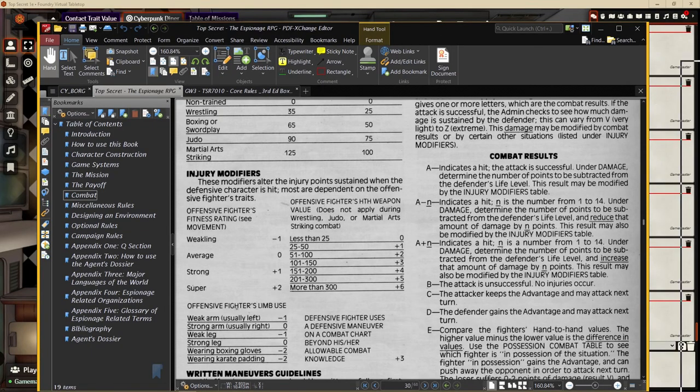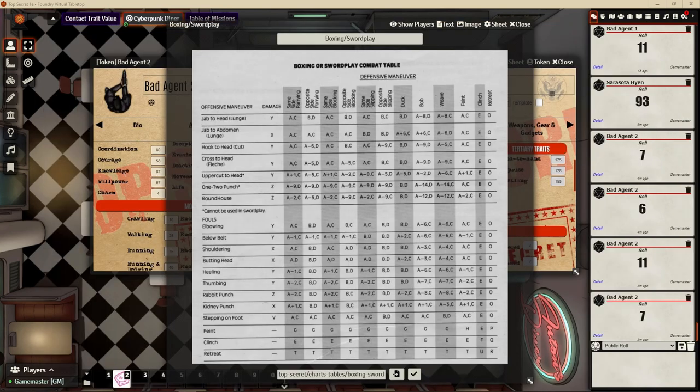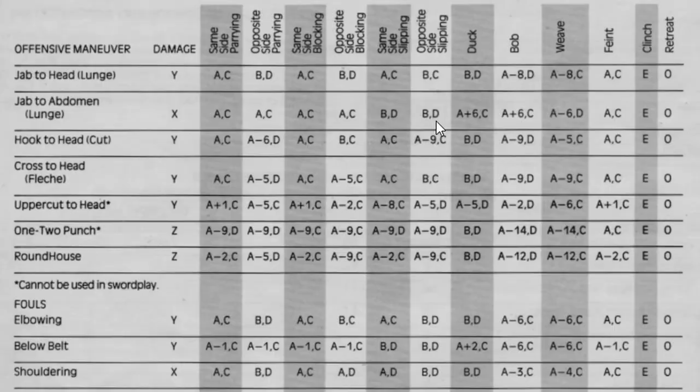I could go that route with Sarah, but I won't do that, because a jab to the abdomen is going to be with an opposite side slipping. It will be a B, which means it misses, and a D, which means she's going to gain her advantage back. All right. So we'll do one more round.